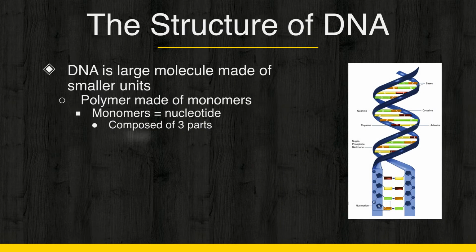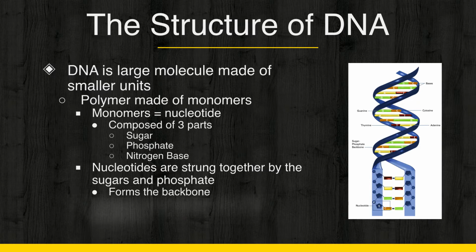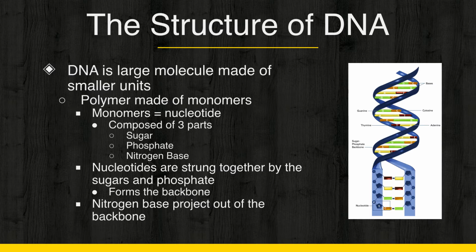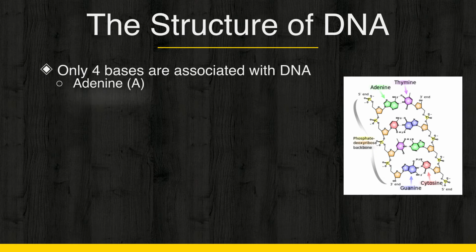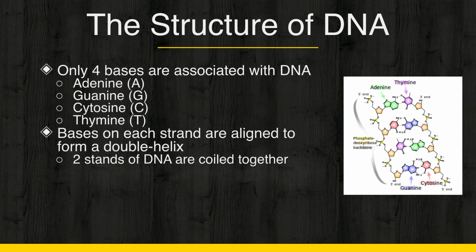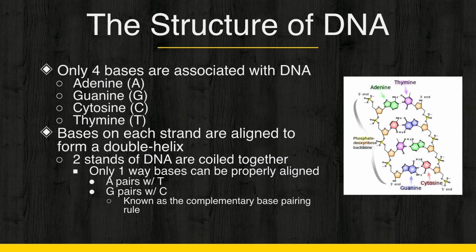The structure of DNA: we know that it's a large molecule made up of smaller units, or a polymer made up of a monomer. The monomer for DNA is a nucleotide, which is composed of three parts: the sugar, the phosphate, and the nitrogen base. Nucleotides are strung together by the sugars and the phosphates, and that forms the backbone of the structure, and the nitrogen bases project out of that backbone to form what we refer to as the rungs of the ladder. There are only 4 bases that are associated with DNA: adenine, guanine, cytosine, and thymine.